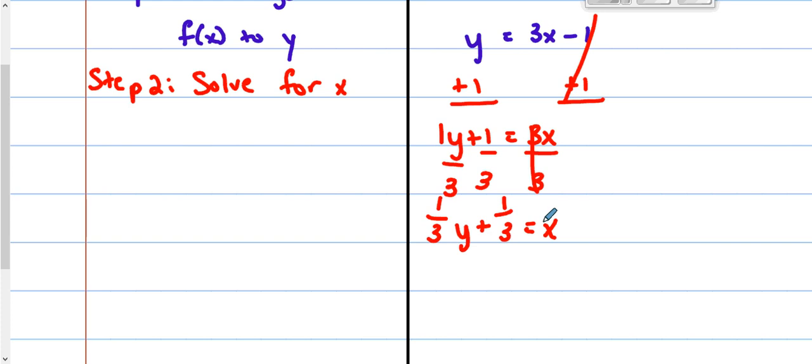And just like in example 1, we're going to flip that around. So we have x equals 1/3 y plus 1/3. And now we have step 3.